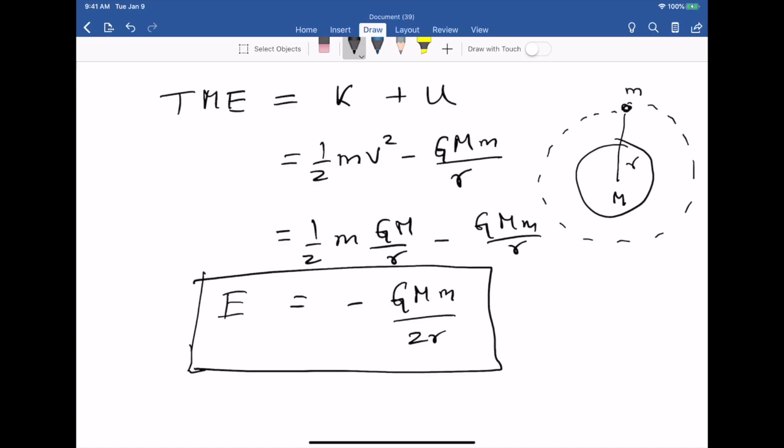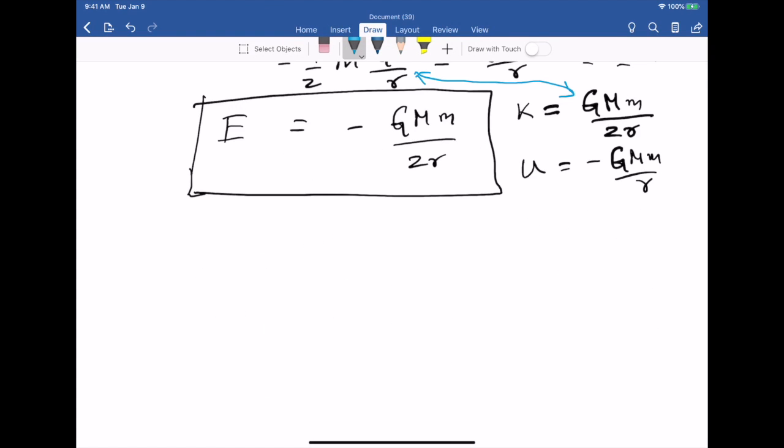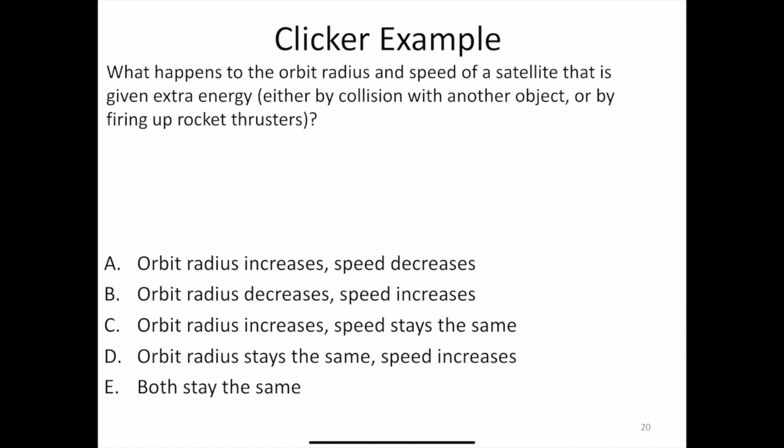All right. So this mechanical energy is the sum of the kinetic energy, which is GMm divided by 2r, and the potential energy, which is minus GMm divided by r, and obviously I got the kinetic energy from here. All right, so we have expressions for the total mechanical energy, the kinetic energy, and the potential energy of a satellite. So take a look at this question and see if you can come up with an answer.